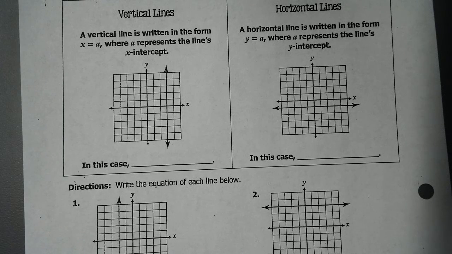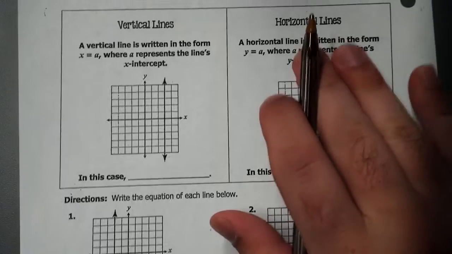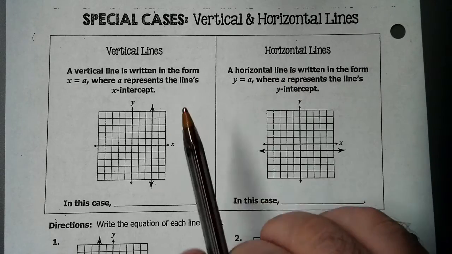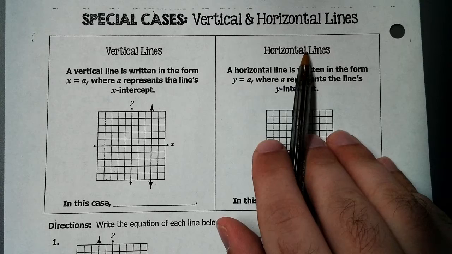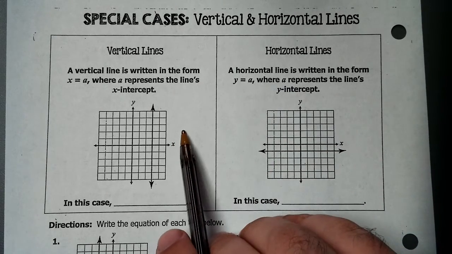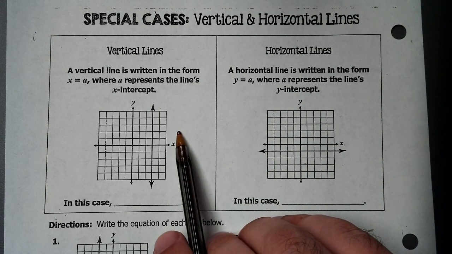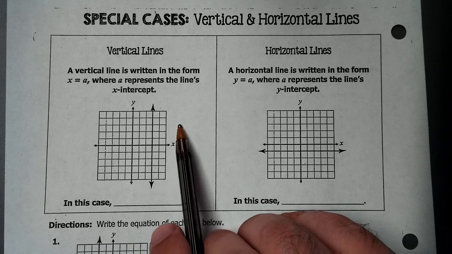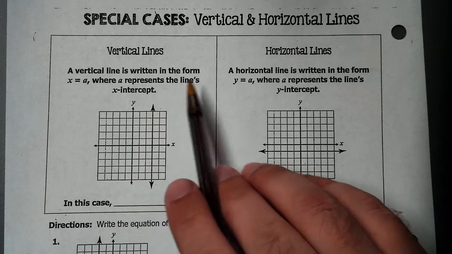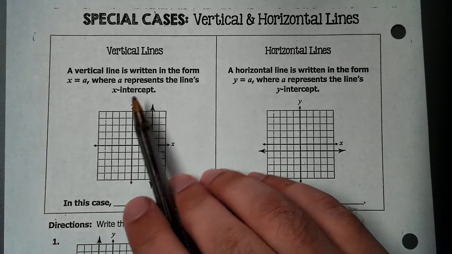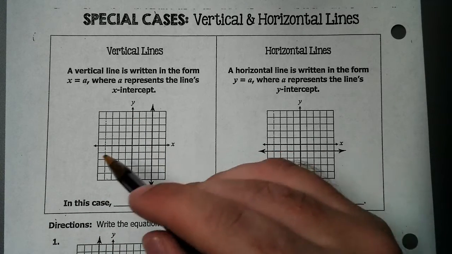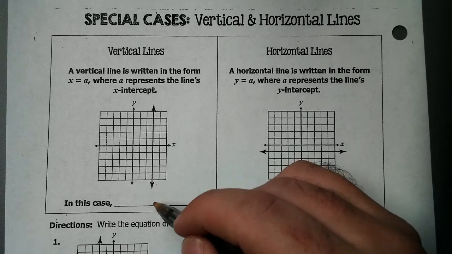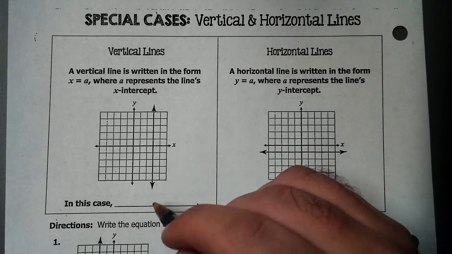Alright class, this should be the back page of the other notes, but what this is going to go over is how we can graph vertical and horizontal lines. Remember, a vertical line is a line in the form of x equals a, where a represents the line's x-intercept. So basically a vertical line, since it doesn't go side to side, does not have a y, it only has an x value, and the y value could be any number.